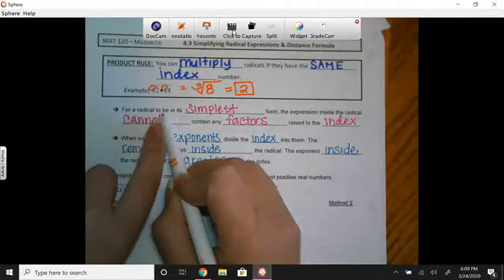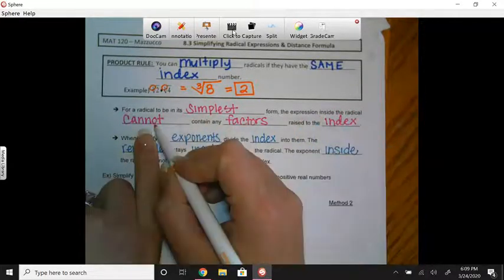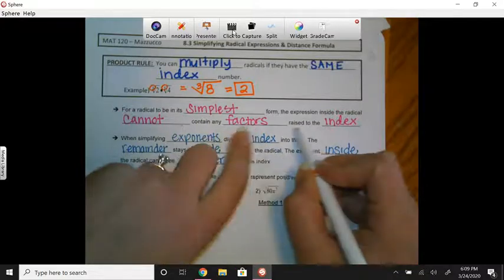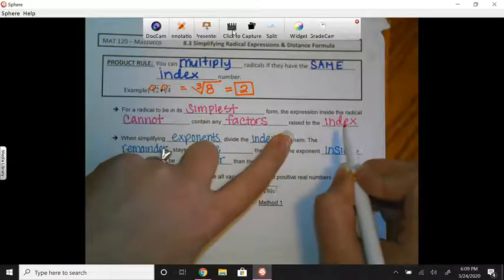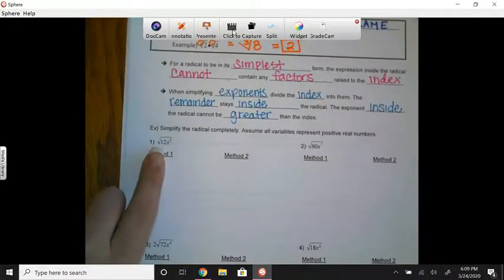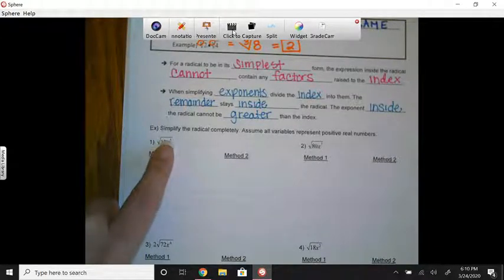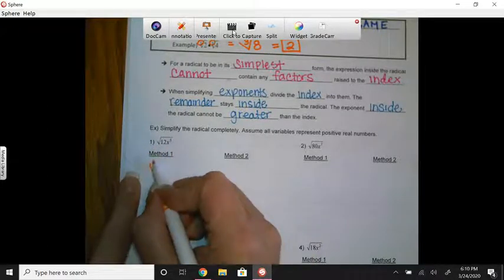For a radical to be in its simplest form, the expression inside the radical cannot contain any factors raised to the index. So let's talk about what that means. If we take a look at example 1, we are asked to simplify the square root of 12x to the 5th. So let's go ahead and just focus on the square root of 12.